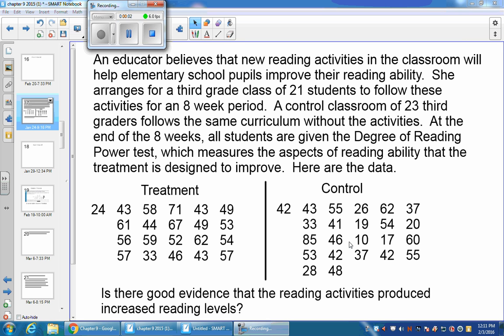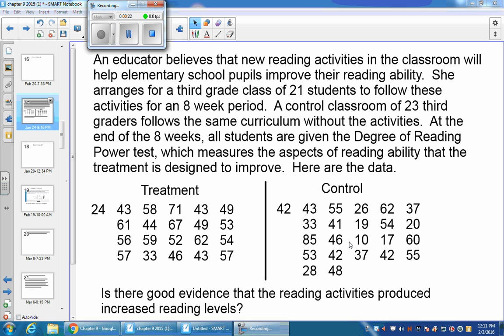An educator believes that the new writing activities in the classroom will help elementary school pupils improve their reading ability. She arranges a third grade class of 21 students and follows these activities for an 8-week period. The control classroom of 23 third graders has followed the same curriculum without these activities.